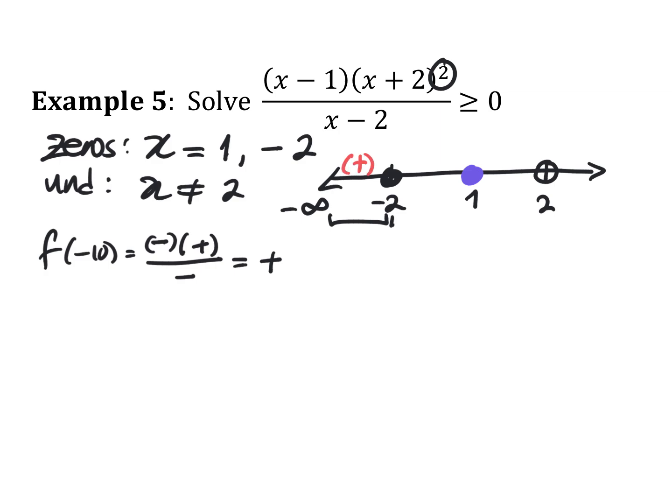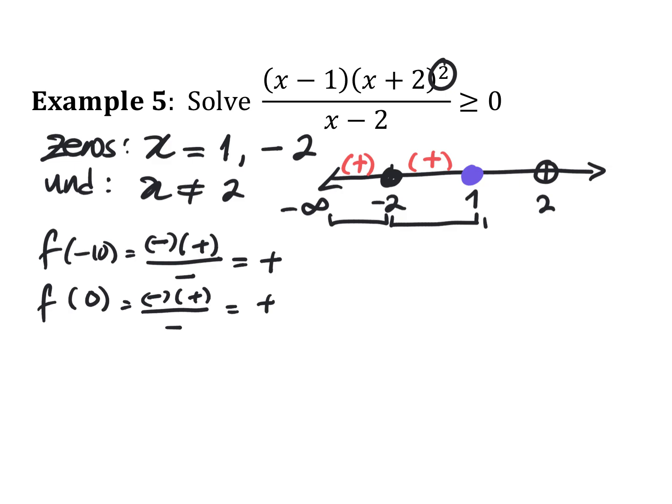Now for the interval of negative 2 and 1, I'm going to choose 0. So 0 minus 1 is going to give me a negative. Then 0 plus 2 gives me positive. Down below, 0 minus 2 is a negative again. So this is going to give me a positive result. So here, this is positive.